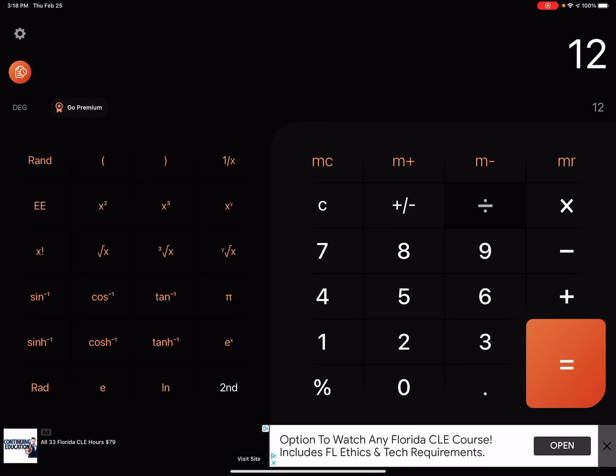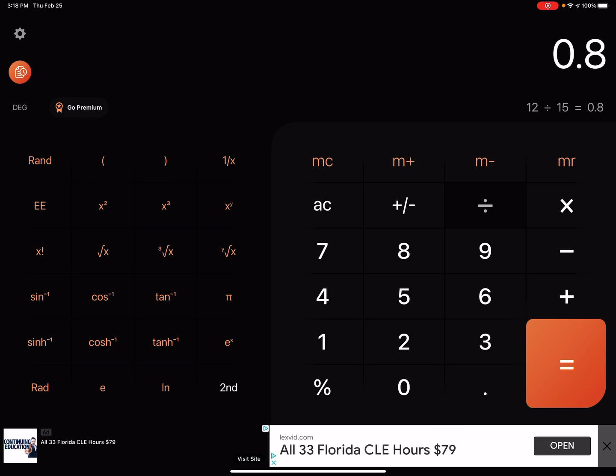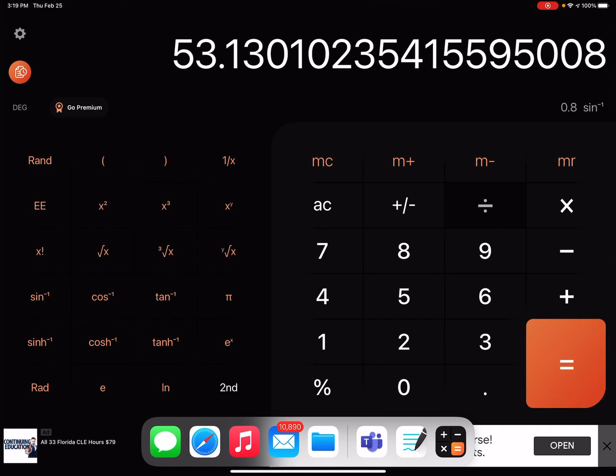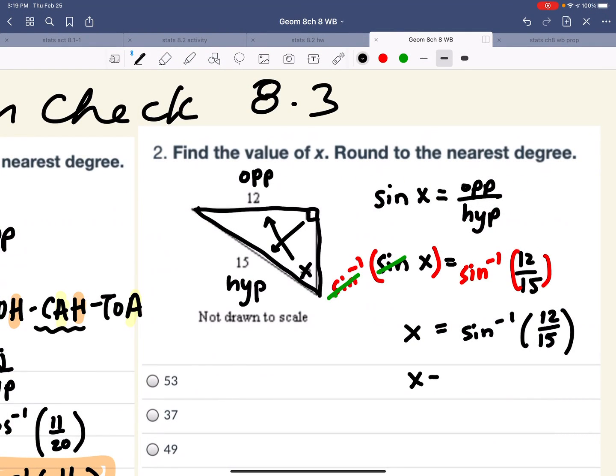12 over 15 is the decimal 0.8. And again, I need to make sure I hit second. Sine, it looks like sine to the power of -1, and I get 53.13.